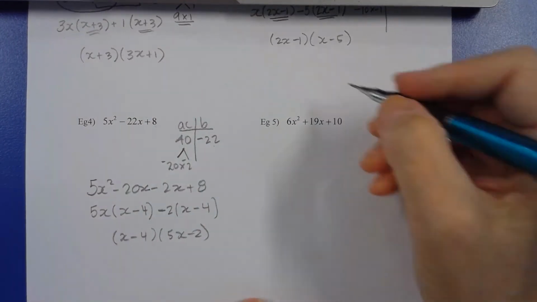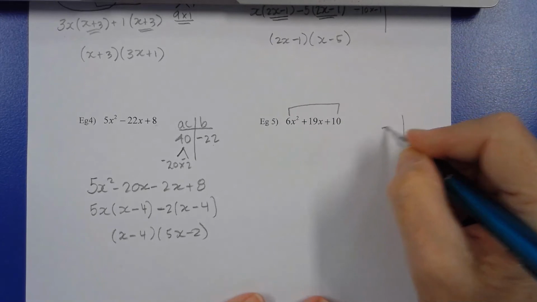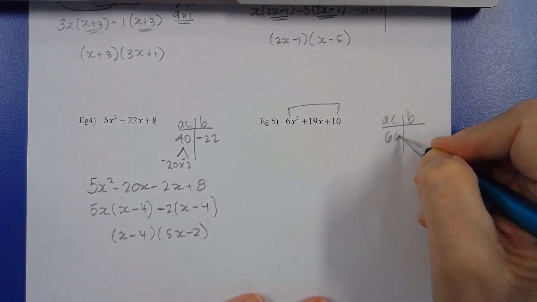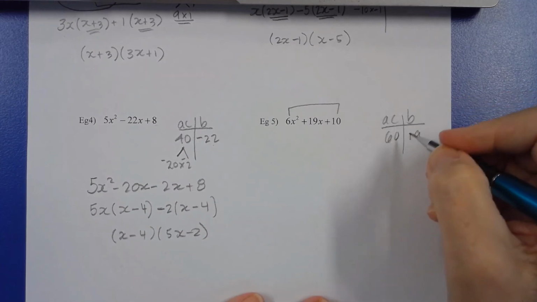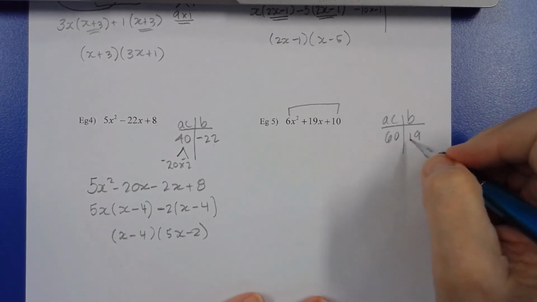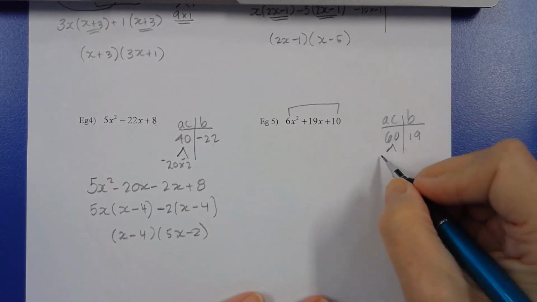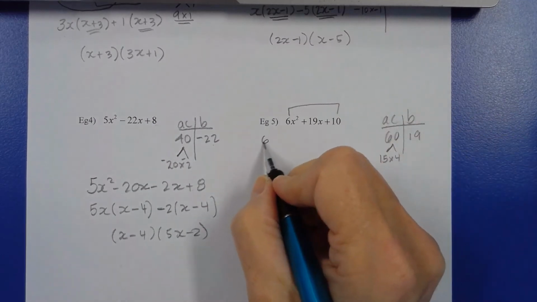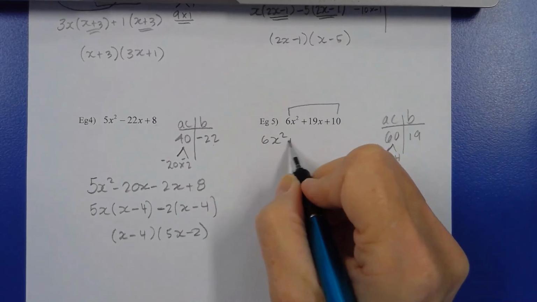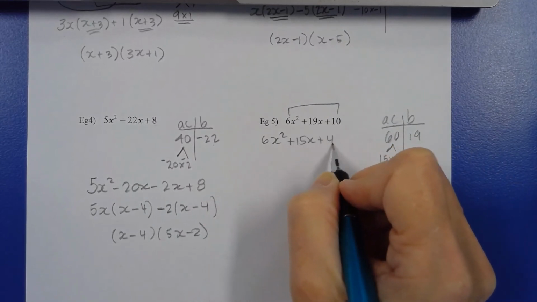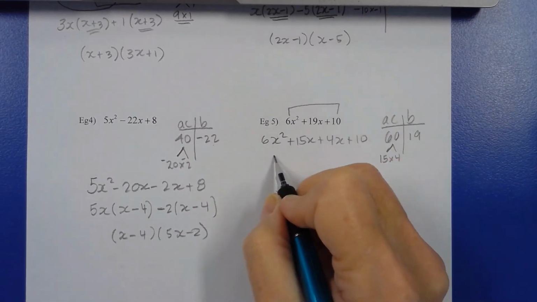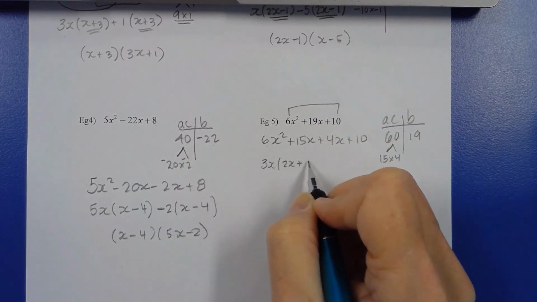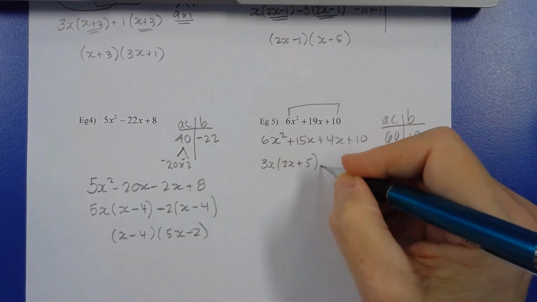And the last one, 6 times 10. 60, and I want to get 19. So let's see. These are all positive. So I think this is going to be 15 times 4. We just used that earlier. So I get 6x squared plus 15x plus 4x plus 10. 3 can go in there, 3x, and 2.